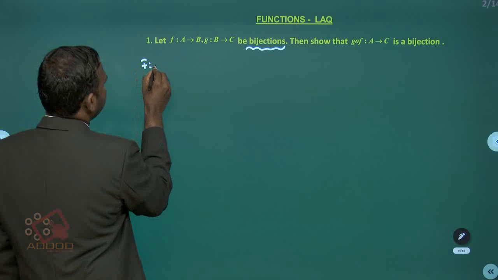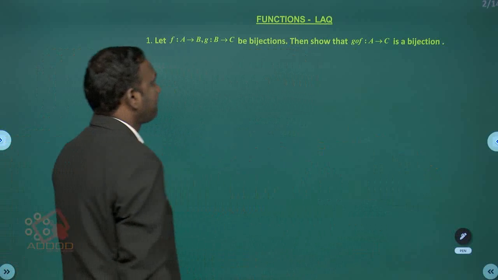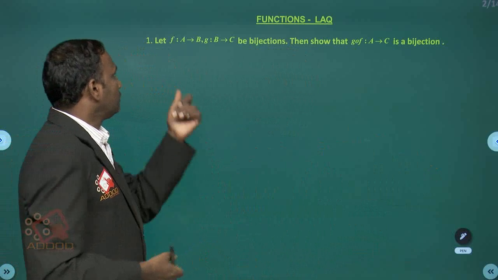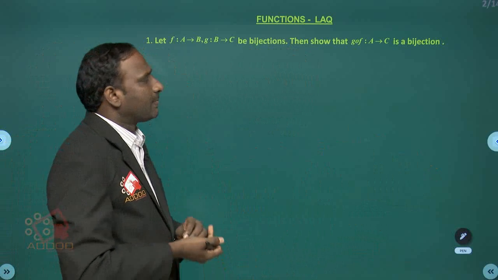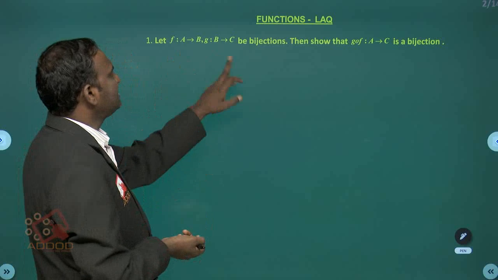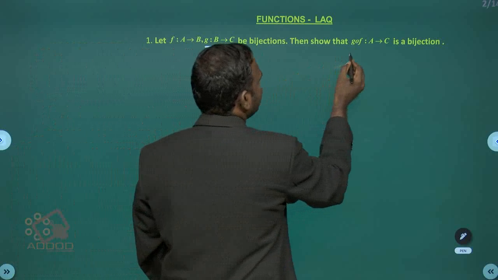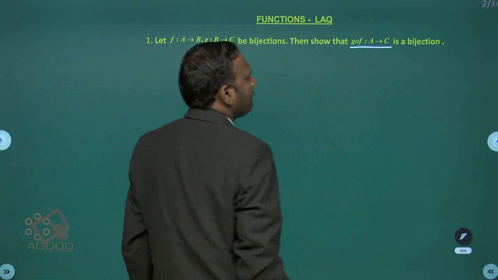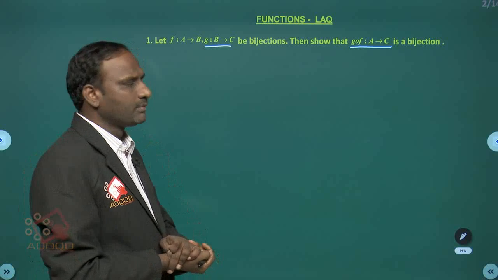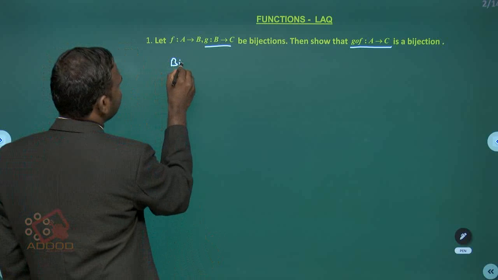Now, coming to question number 1. What is question number 1? Let f be a mapping from A to B and g a mapping from B to C be bijections, then show that g∘f from A to C is a bijection. That is the theorem we are going to prove now. First we need to know the definition of bijection.